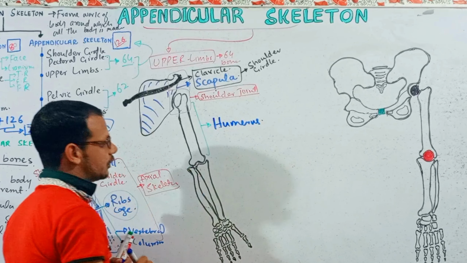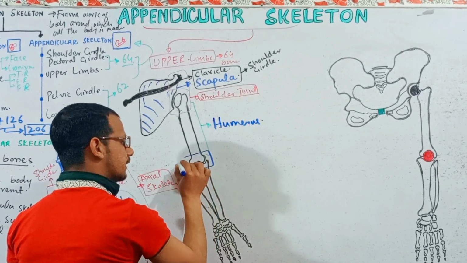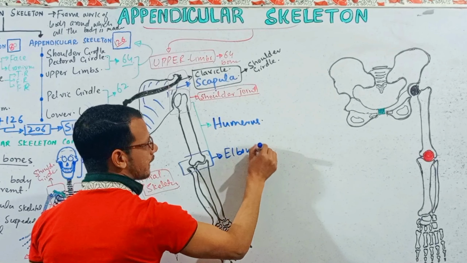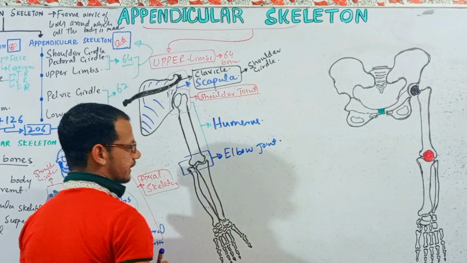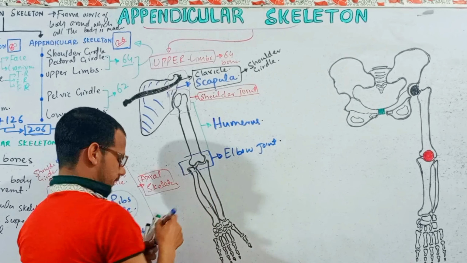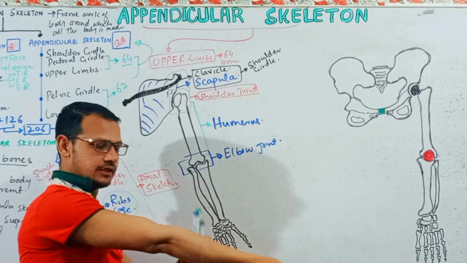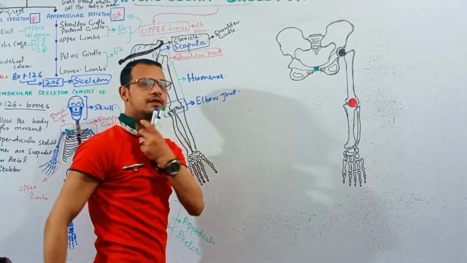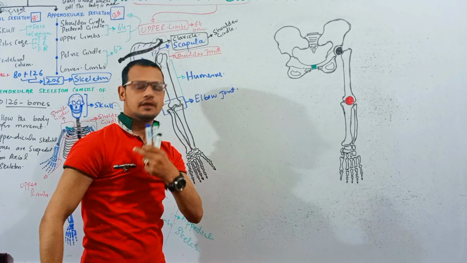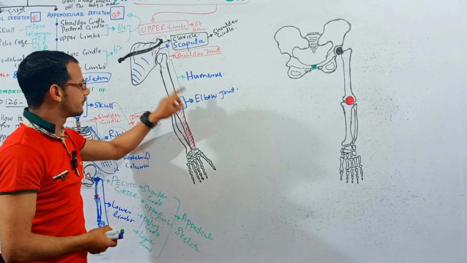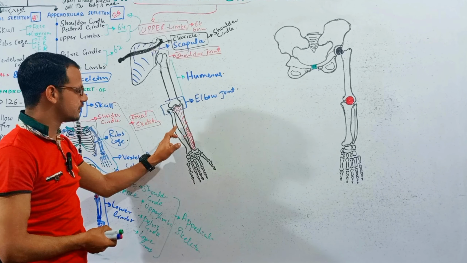This bone is called humerus. This joint is called the knee, sorry, this is called the elbow joint, right? Now after humerus we have these two bones here. For example, this is scapula, this bone is called the clavicle, and this bone is called the humerus. After humerus, after this elbow joint, we have these two bones, right?